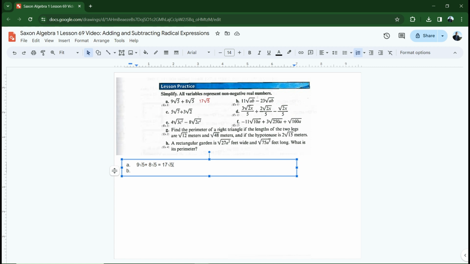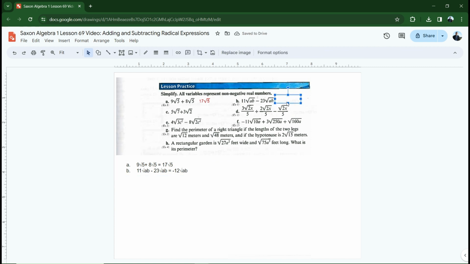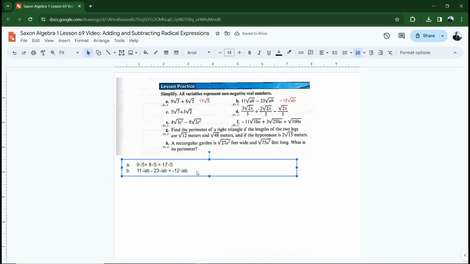I'm going to treat it as a unit, the square root of AB. So what I'm going to do is what's out front? 11 minus 23. So 11 square root of AB minus 23 square root of AB. That's going to be, 11 minus 23 is negative 12 square roots of AB. That's going to be the answer for letter B. There it is. All right, let's move on to the next one, letter C.